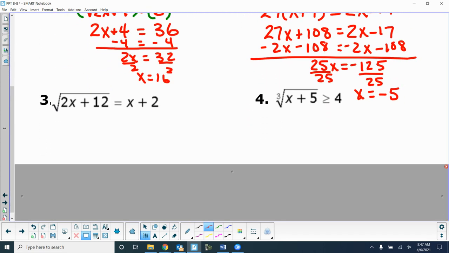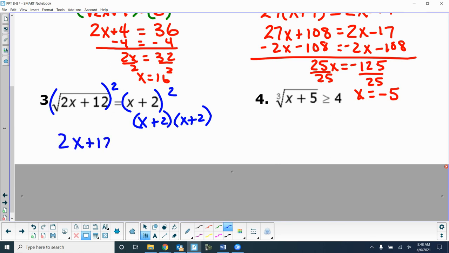We got a square root again. So we have to square both sides. Now, on this one, I got a binomial squared, right? Remember, that means x plus 2 times x plus 2. We have to FOIL that one. Okay, we can't just say x squared plus 4. Just square the x into 2, all right? So don't do that. So we got 2x plus 12 on the left.